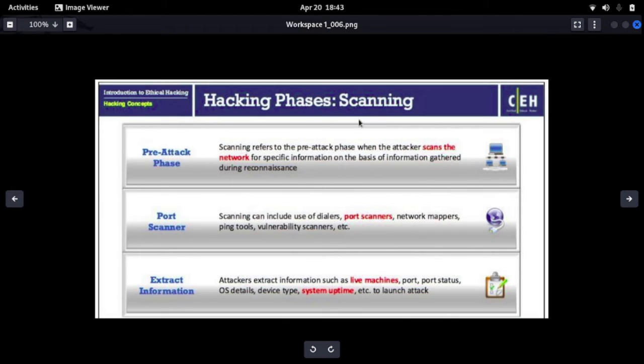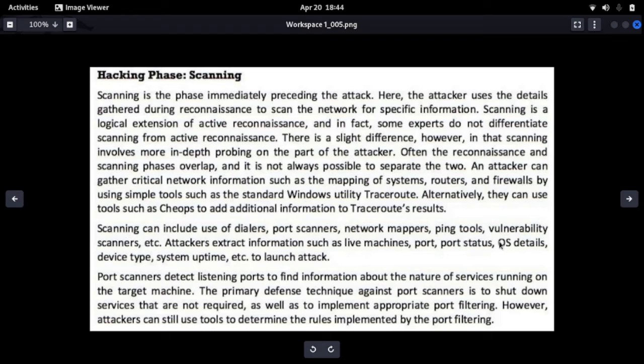Okay, the phase of hacking, the phase of scanning. Now we have the pre-attack phase, the port scanners, and extract information. Scanning refers to the pre-attack phase when the attacker scans the network for specific information on the basis of information gathered during reconnaissance. Scanning can include the use of dialers, port scanners, network mappers, ping tools, vulnerability scanners, etc. Now you are scanning your processed results from your information gathered to get more information, like what we explained here: live machines, the port status, the OS details, device type, system uptime, and so on.